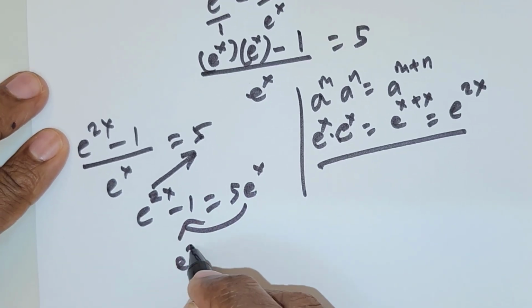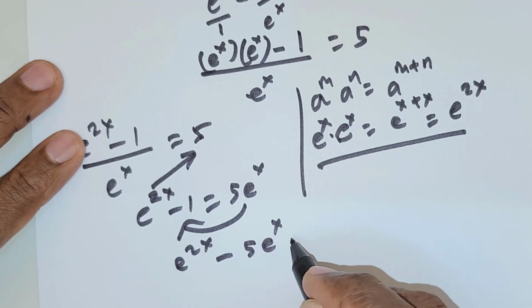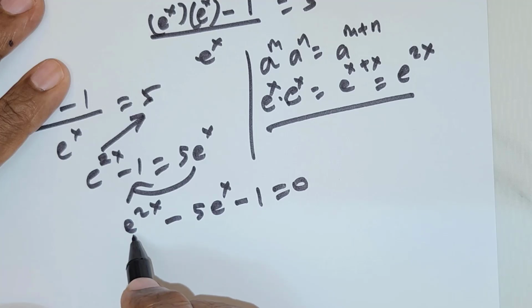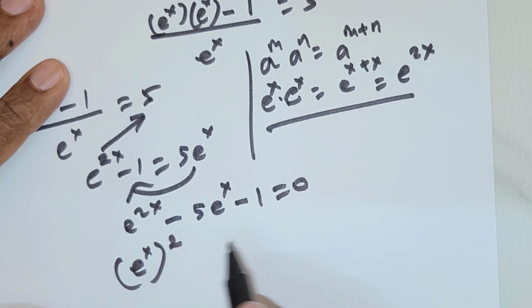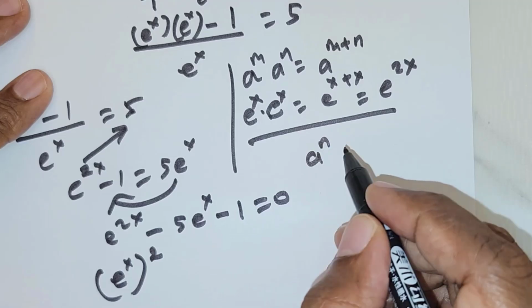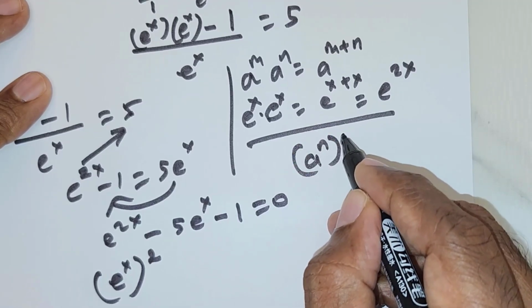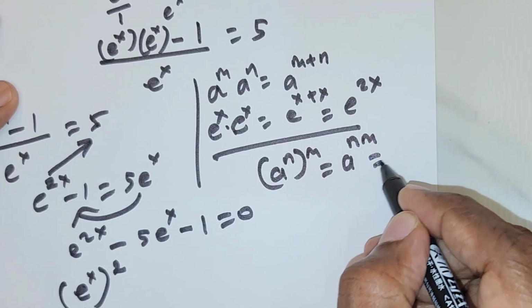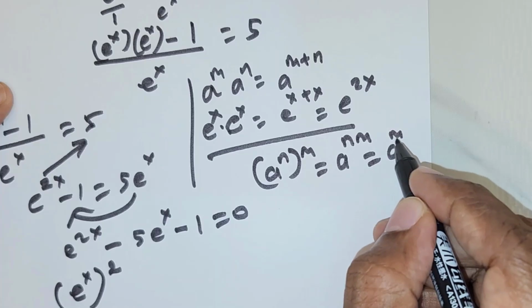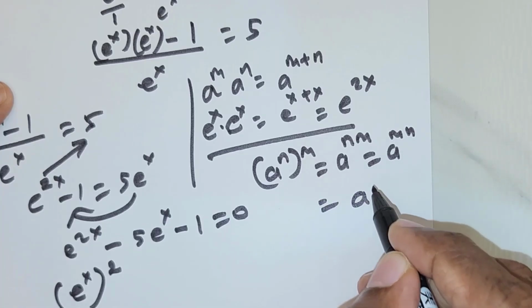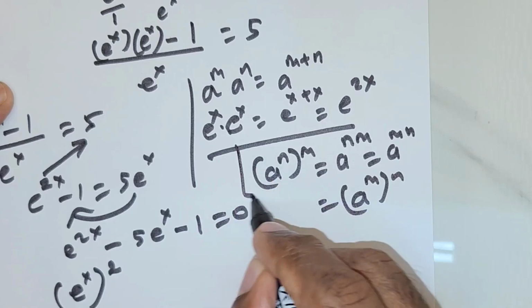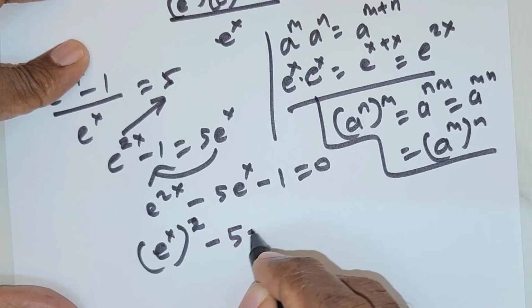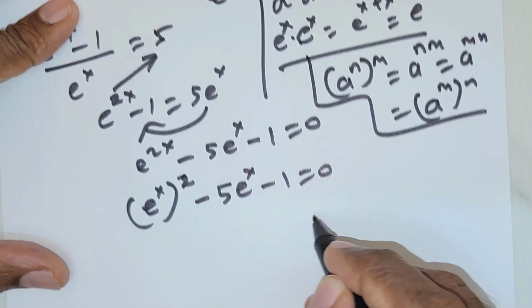Bring this to the left hand side, you have e^(2x) − 5e^x − 1 = 0. Now I would like to rewrite e^(2x) as (e^x)^2. Now remember, (a^n)^m can be rewritten as a^(n×m). It can also be rewritten as a^(m×n), and as (a^m)^n. So these are all properties of indices. That is the reason I am writing it like this, followed by −5 times e^x − 1 = 0.